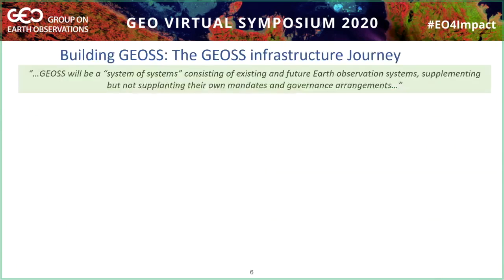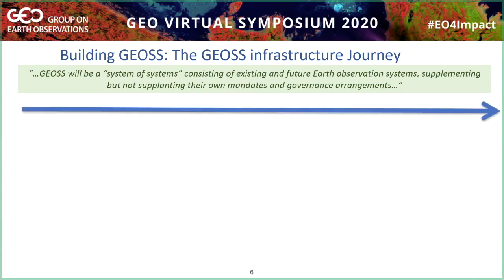But this central component can be actually realized according to different approaches, architectures, and technologies. There is only a governance constraint that this central component should implement a system of systems in order to let existing systems function and evolve according to their own mandates and governance arrangements. And this explains why the GEOSS infrastructure underwent many changes during the last 15 years to adapt to policy and technology landscape changes.